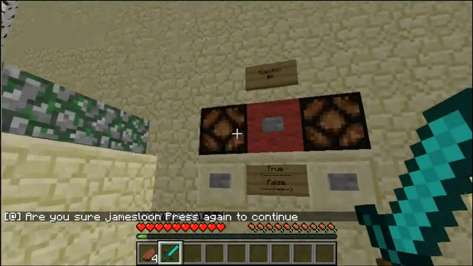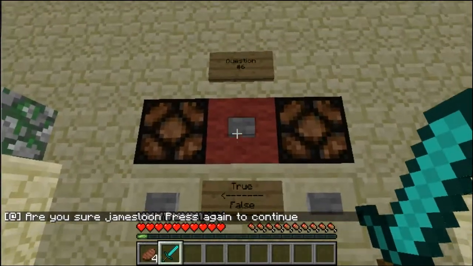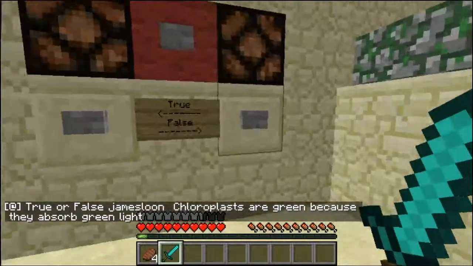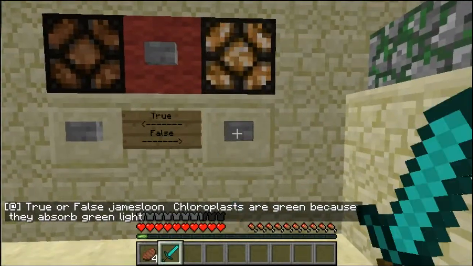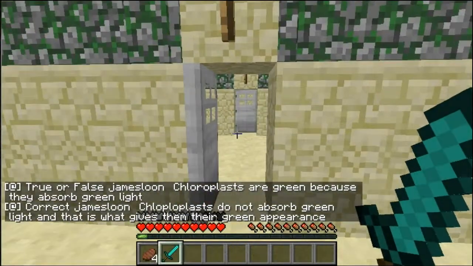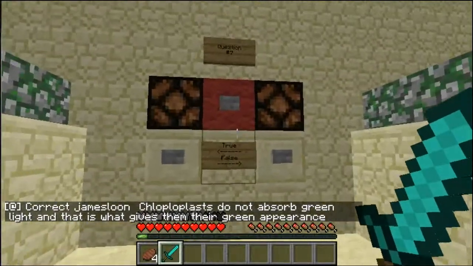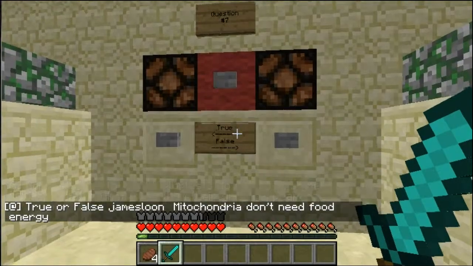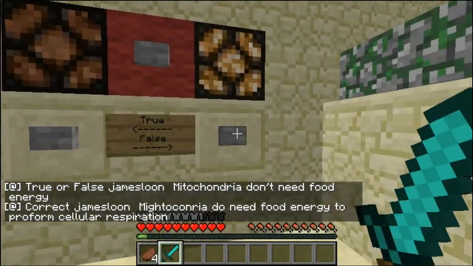Alright, so question number 6. True or false? Chloroplasts are green because they absorb light. This would be false. Now, question number 7. True or false? Mitochondria don't need food energy. This one is also false.